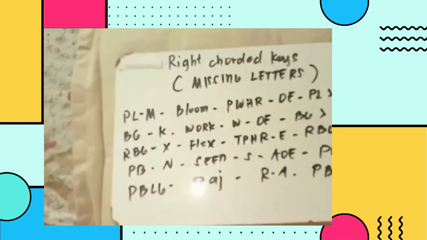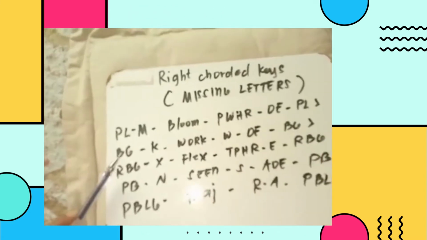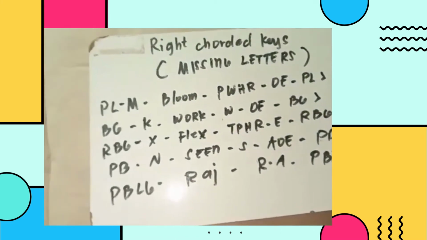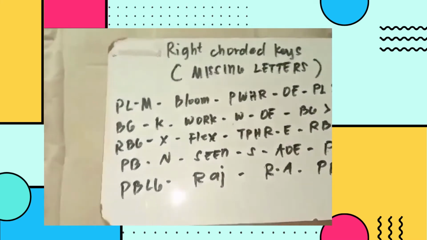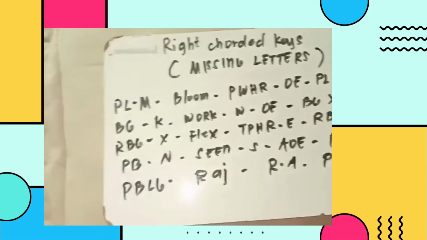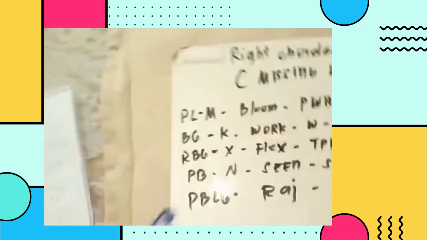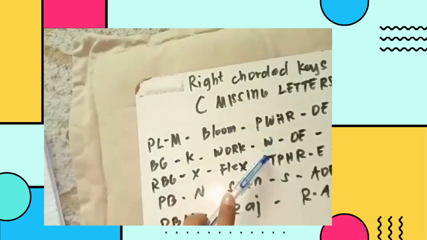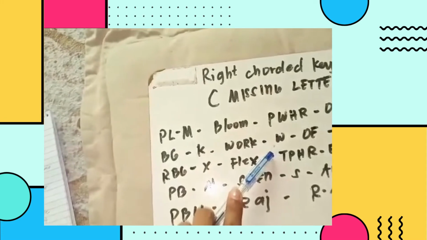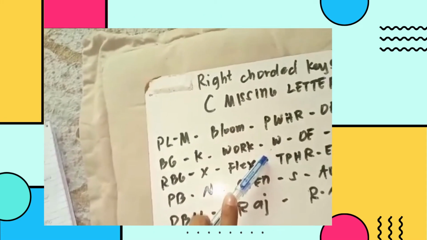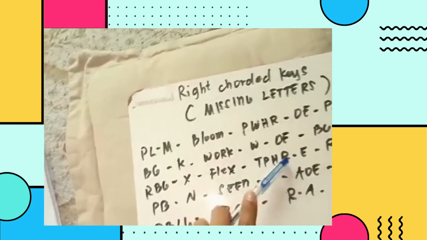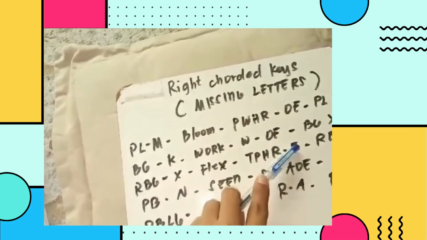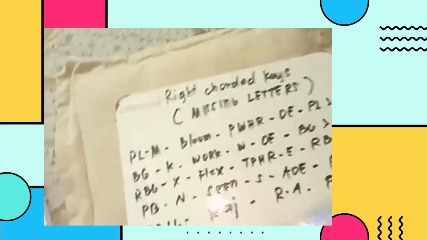And my next example is work. So work, initial letter K, letter W, and vowel OA, ending BG, and release.